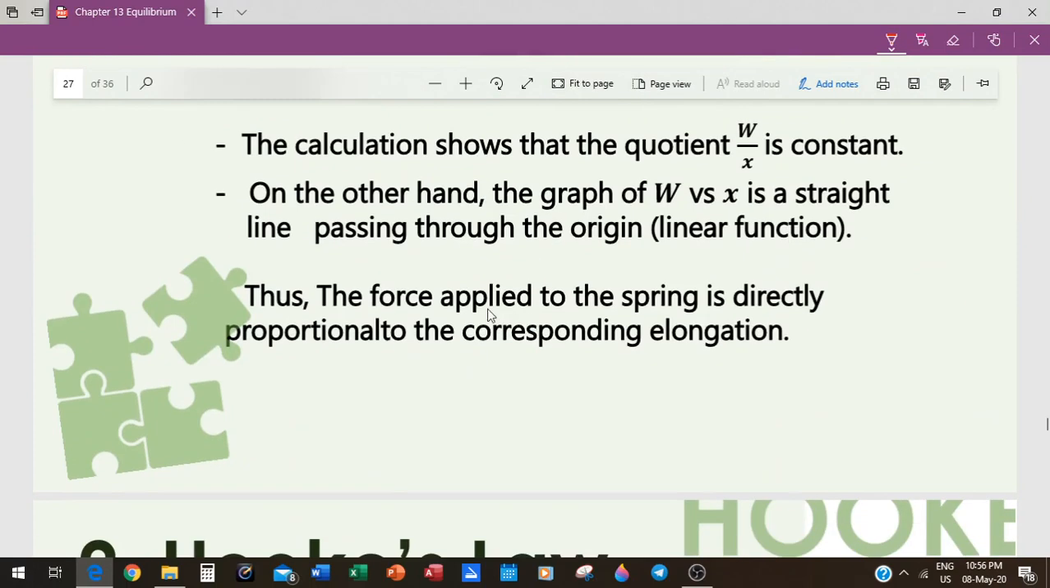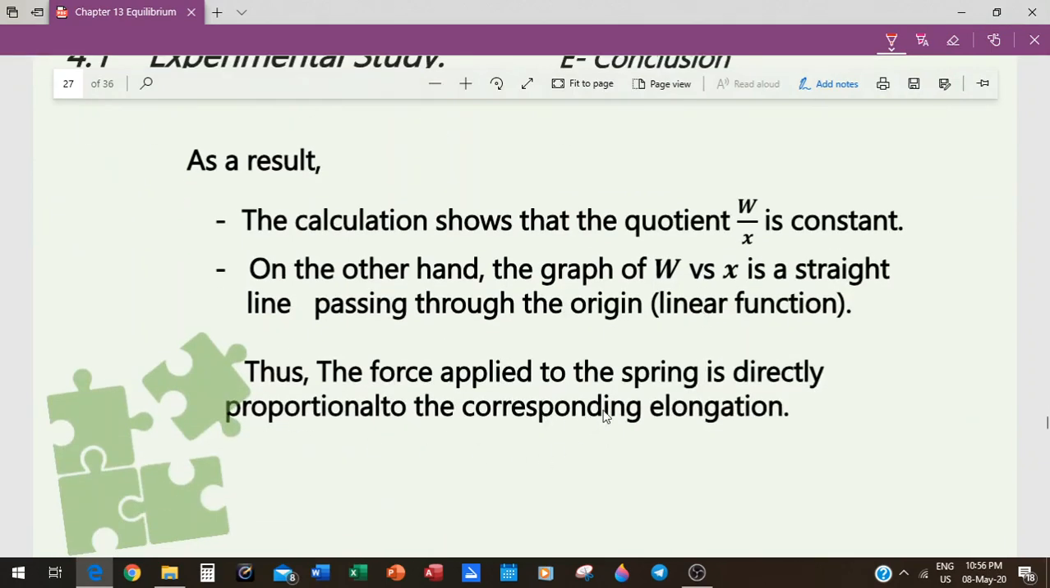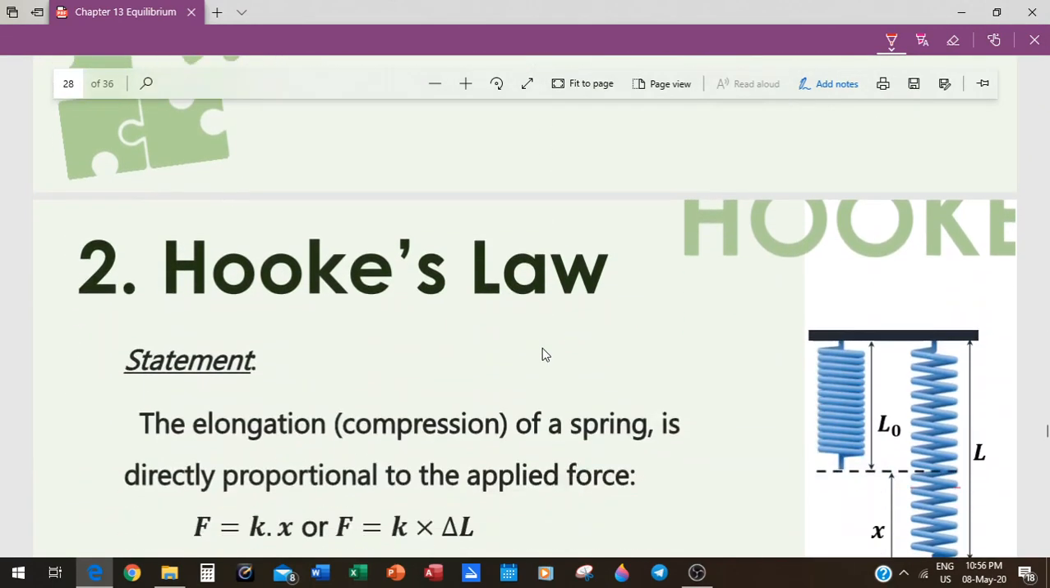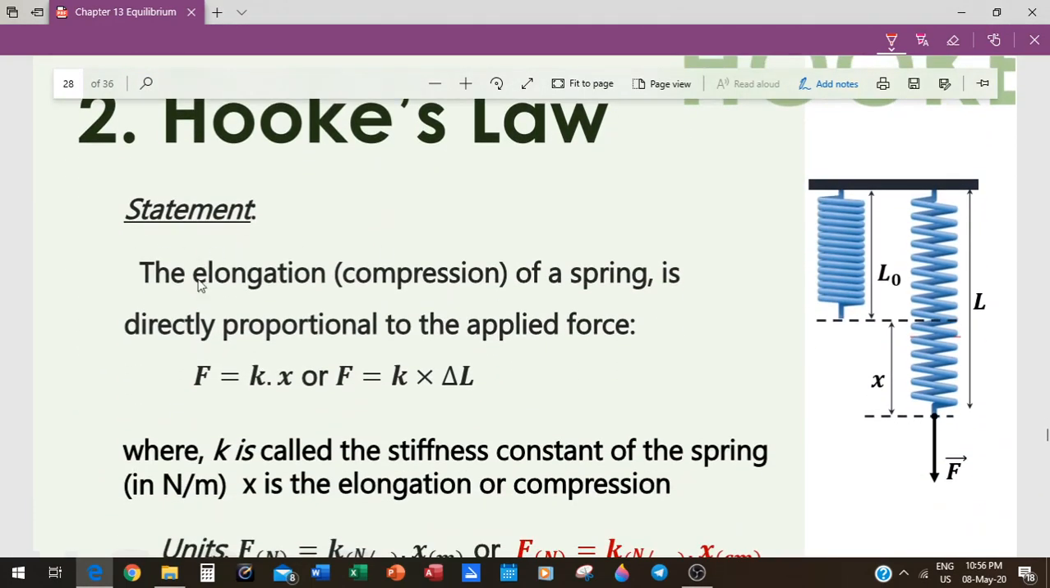Thus, the force applied to the spring, which is the weight here, is proportional to the corresponding elongation. This is the statement of Hooke's law: the force applied to the spring is directly proportional to the corresponding elongation. Hooke's law statement: the elongation or compression of a spring is directly proportional to the applied force.